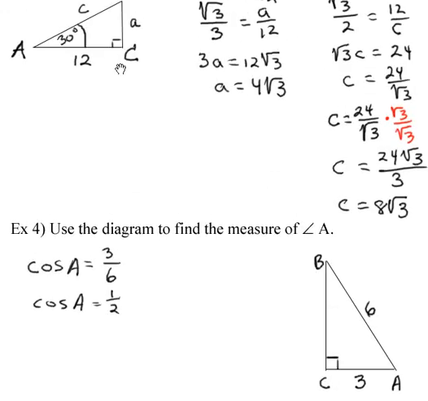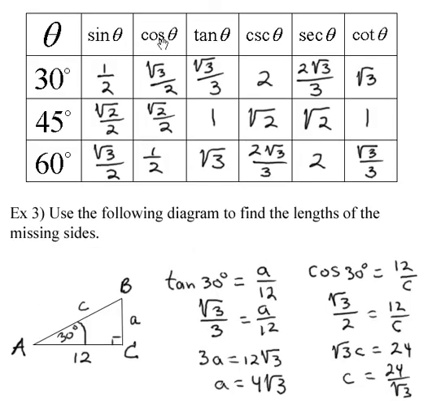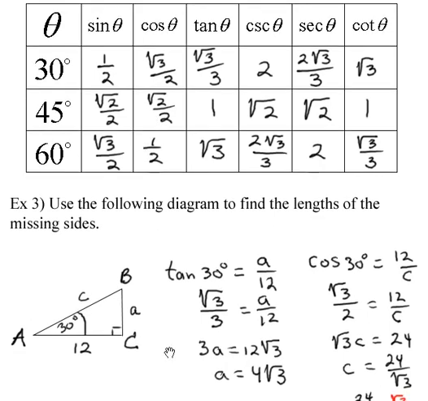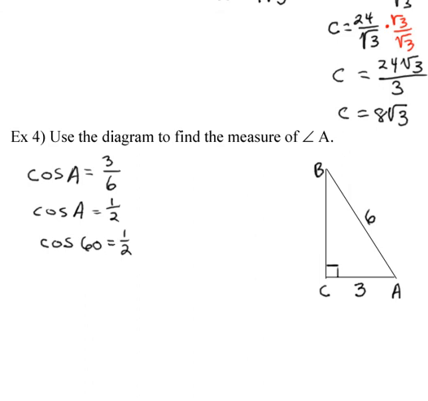So let's look back in our chart in case we don't remember and see where the cosine is a half. So I looked down my list of cosine to see where it's a half. And sure enough, the cosine of 60 degrees is a half. So that means that angle A must be 60 degrees. And that's all they asked us to find in this one.